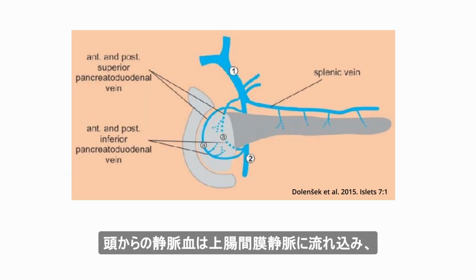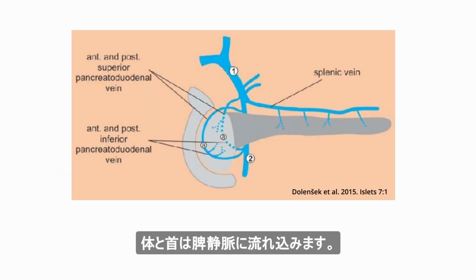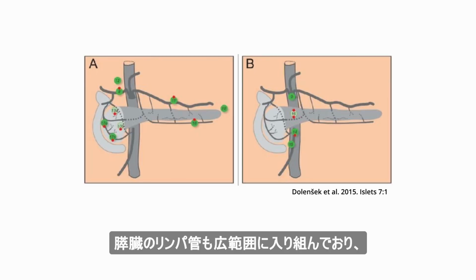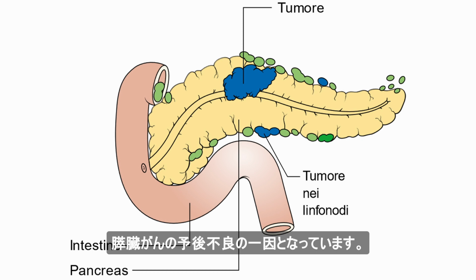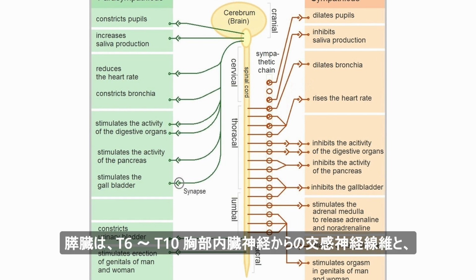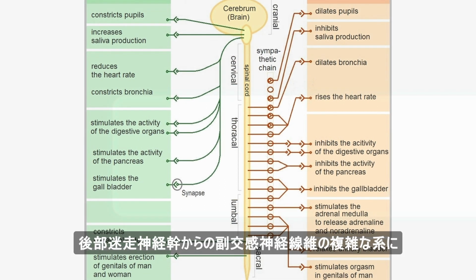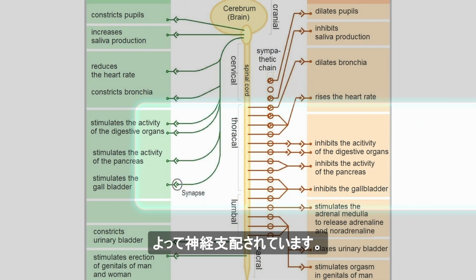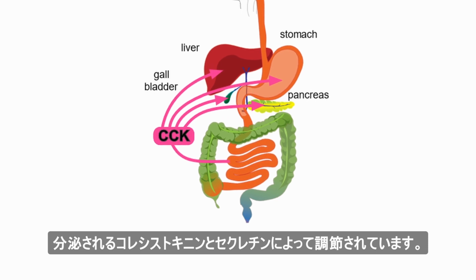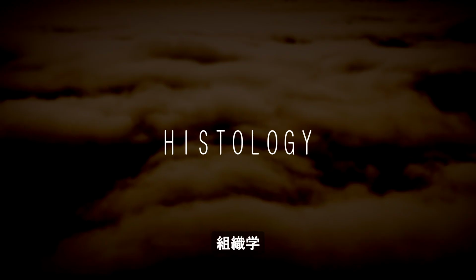Venous blood from the head drains into the superior mesenteric vein, while the body and neck drain into the splenic vein. These veins merge into the portal vein and deliver islet hormones directly to the liver. Lymphatics in the pancreas are also extensive and intricate, further contributing to the poor prognosis of pancreatic cancer. The pancreas is innervated with a complex system of sympathetic fibers from the T6 to T10 thoracic splanchnic nerves, as well as parasympathetic fibers from the posterior vagal trunk. However, the pancreas is primarily regulated by cholecystokinin and secretin secreted by epithelial cells of the duodenum.